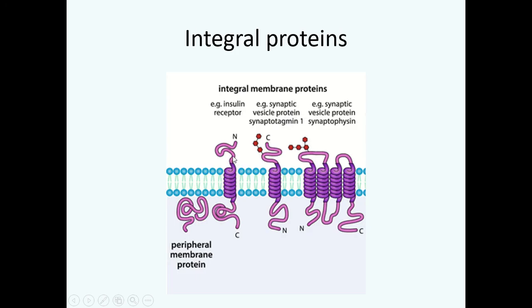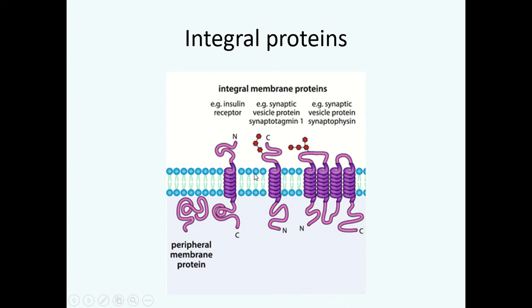This is a diagrammatic representation of an integral membrane protein. So you can see here that this protein is passing through the membrane. It is embedded in the membrane. So this is an integral membrane protein. Some of the integral membrane proteins have one region which is embedded in the membrane. Some proteins can have more than one portion which is embedded in the membrane.